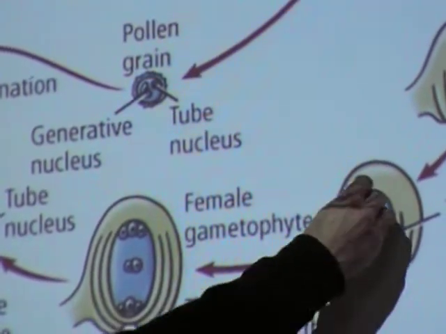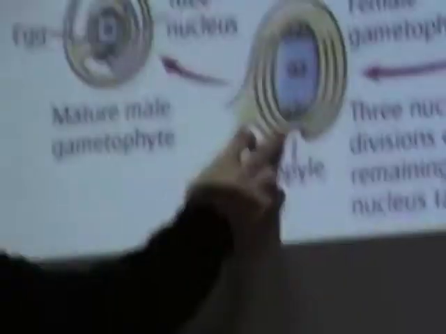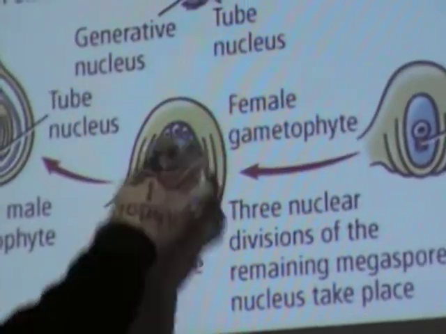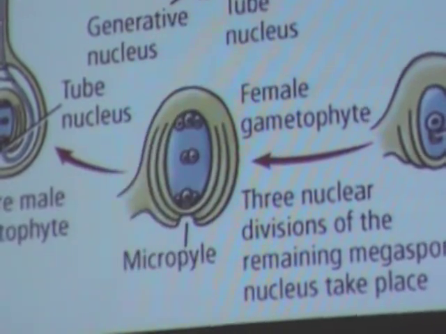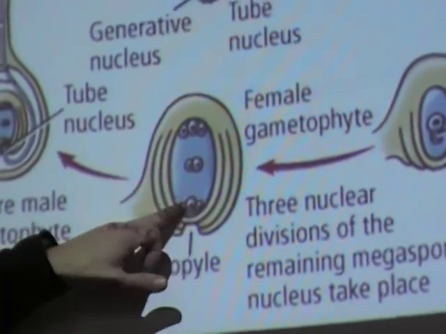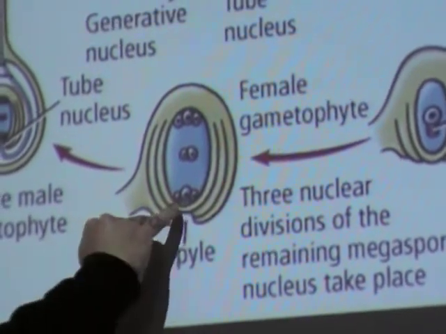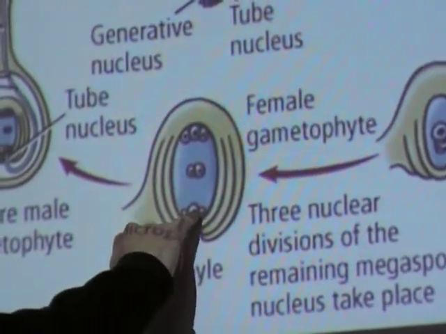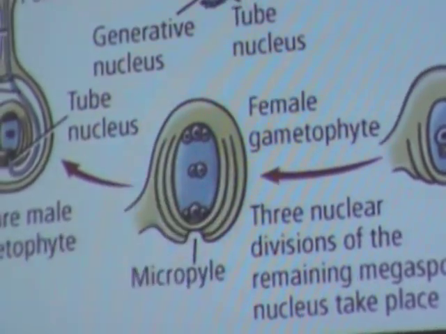And that 4th one divides into what we call the female gametophyte, which is this big sac inside the ovule. It actually contains 8 cells. But we're really only interested in this one right here. That's the egg cell. That will become the new plant. And this central cell right here.